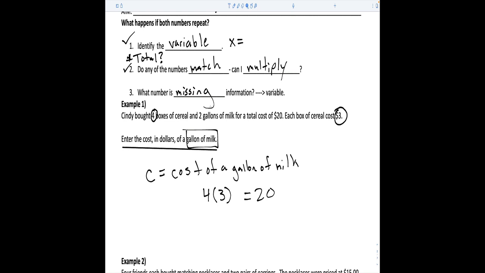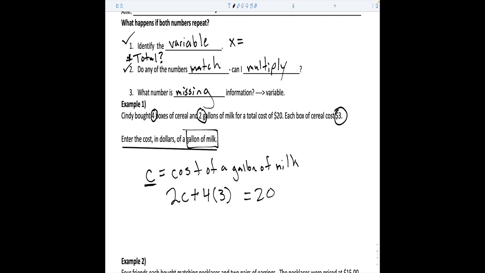Leave that for later. Final step. What is the only thing that is missing information at this point? What's the number that's attached to my variable? Ty. 2. I don't know the cost for 2 gallons of milk. That's my variable. I'm going to label that as 2C.